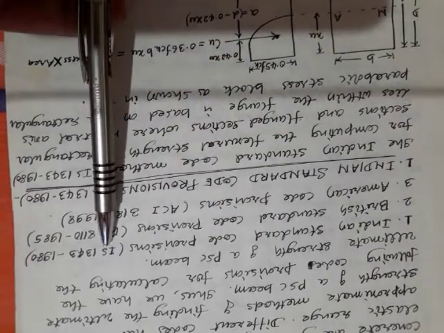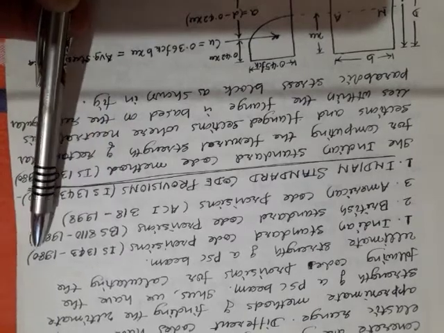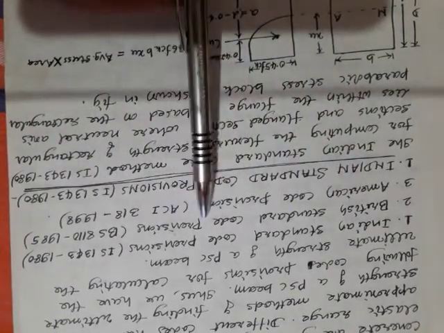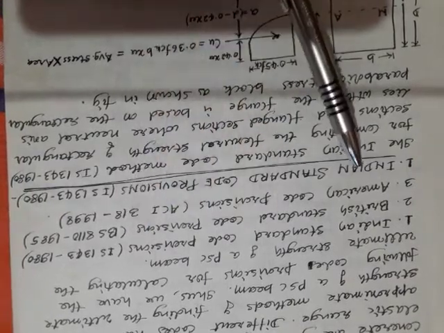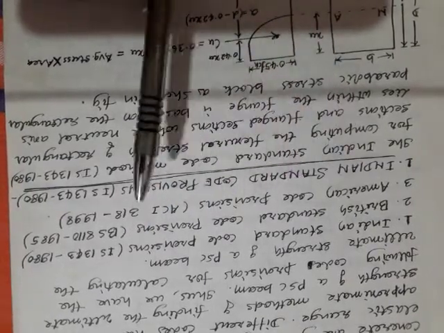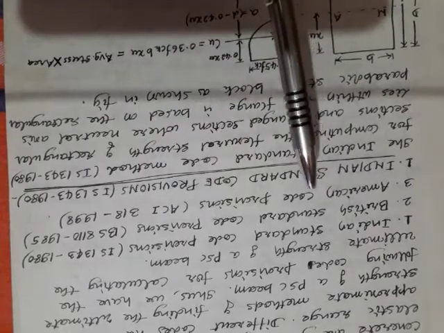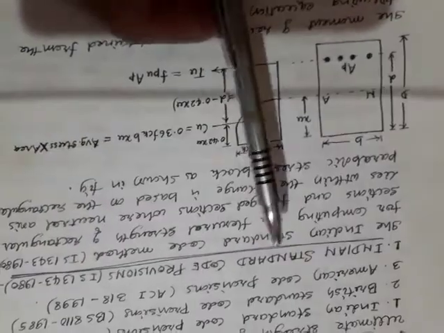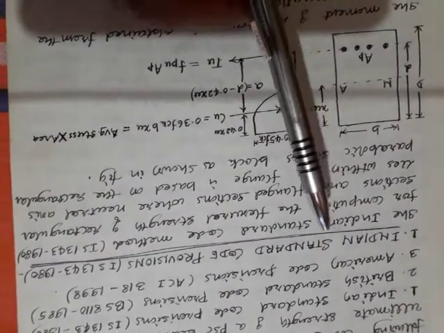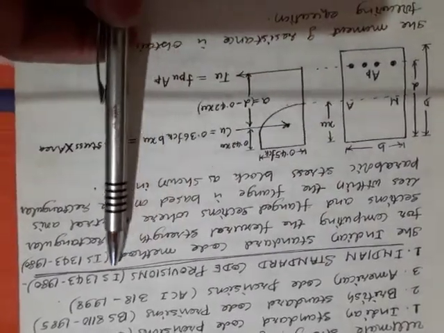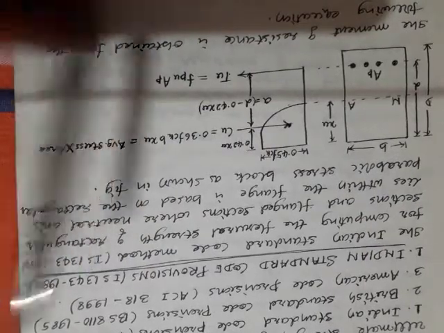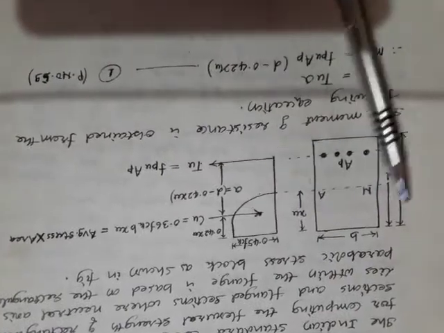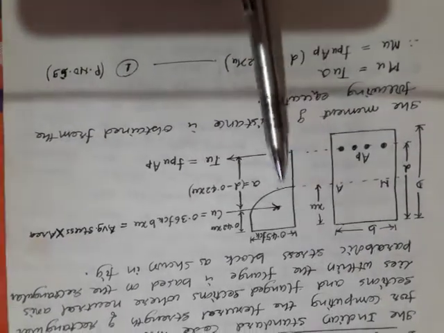As I said, we use IS 1343 1980. Similarly, the British standard code and the American code have also given some rules and regulations to calculate the ultimate strength. So now we'll see what exactly the Indian Standard Code, IS 1343 1980, says. Please try to understand this figure very carefully.